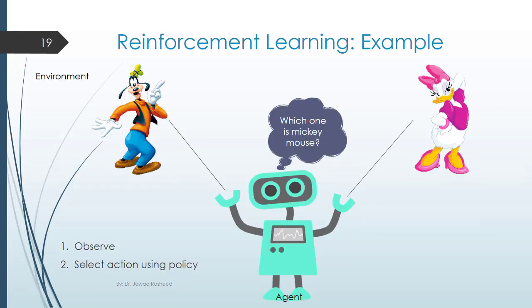So let's see another example here. In this slide, we can see an agent whose job is to find out which of these two is Mickey Mouse by judging the environment. The first task the agent has to perform is to observe the environment. He will observe what's going on. Next, he selects some action using some policy. Obviously, you have defined some policy so that the model can make some decision on that.